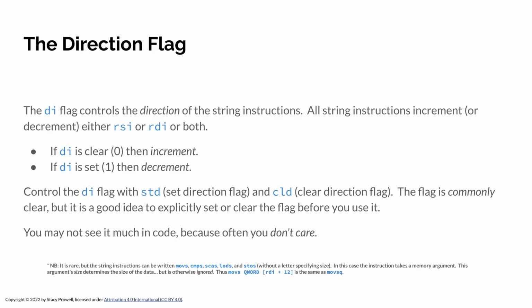So the direction flag controls the direction in which these string operations work. When it's 0, you'll increment. When it's 1, you'll decrement. How do I set the direction flag? You use std to set it and cld to clear it. The flag is commonly clear, but it's usually a good idea to set it if you need it to be something. You won't see this much in code because often you don't care about what the direction flag is.